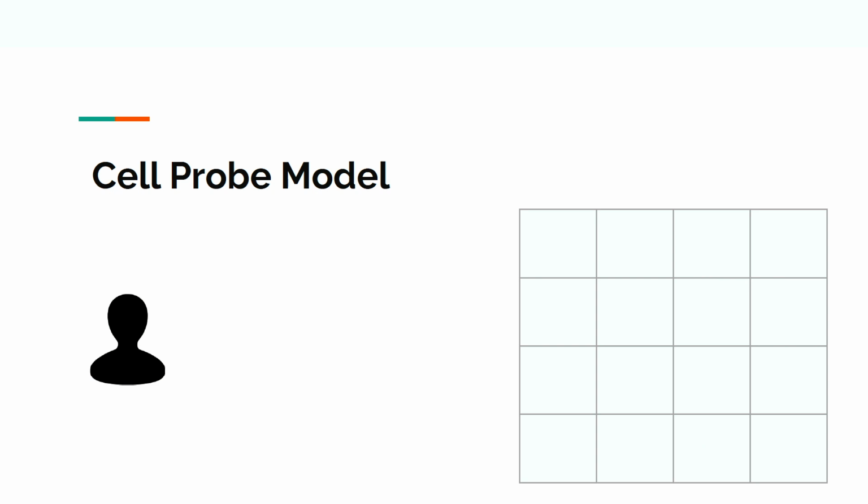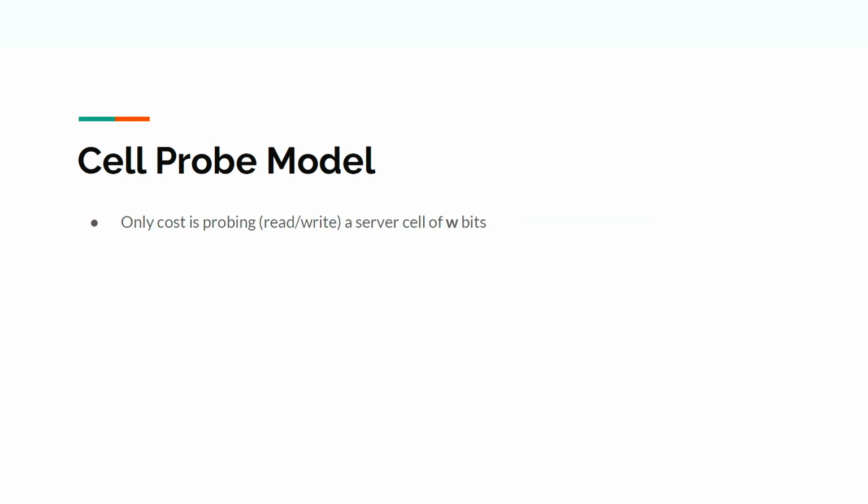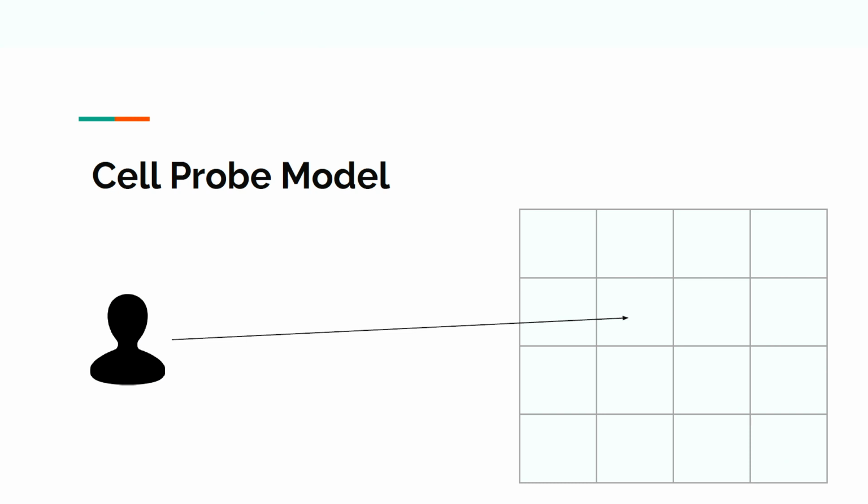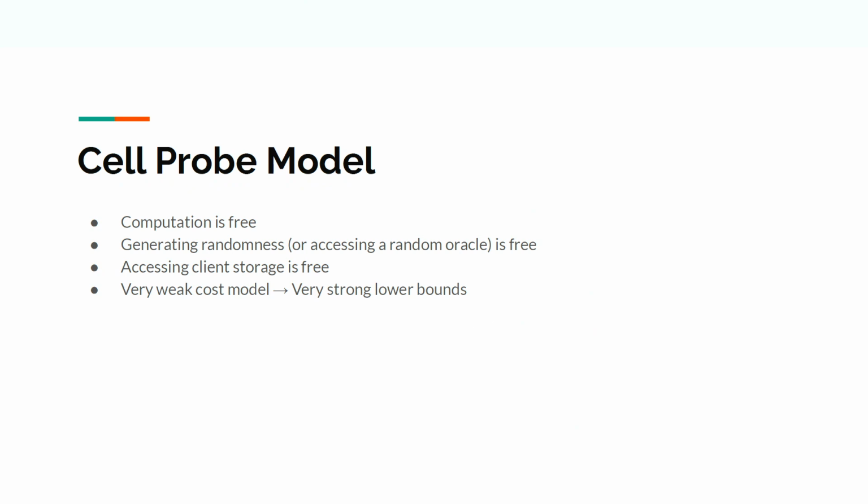Essentially what you do is you take the server's memory and you break it up into W-bit chunks. Each of these are words or cells. And really in this model, the only time we ever charge you any unit cost is when you're probing. So what probing really means is reading or writing from one of the server cells of W bits. So essentially whenever the client would instruct the server to read or write to an entry in a cell, this would charge you unit 1 in this model. But critically, everything else is free.